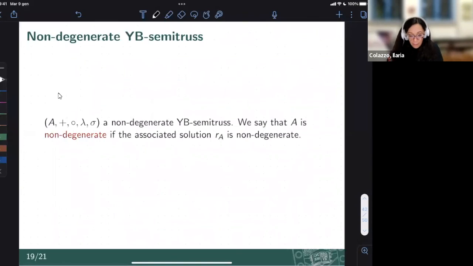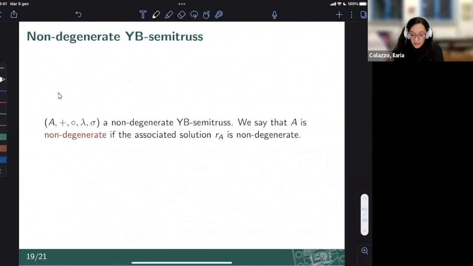And just to finish with the definition, with the idea of the permutation YB semi-truss that extends the concept of permutation group, we introduce this new name for a YB semi-truss. We say that the YB semi-truss is non-degenerate if its associated solution is non-degenerate, just to be brief.